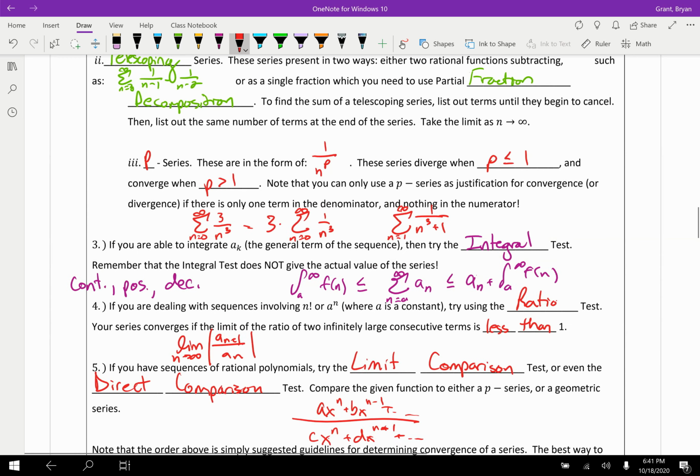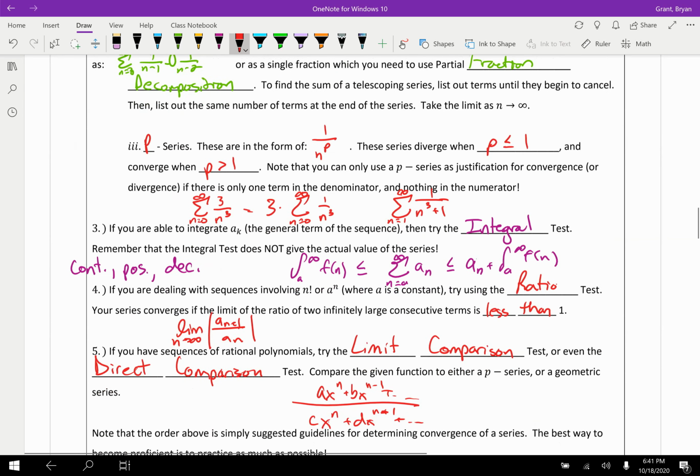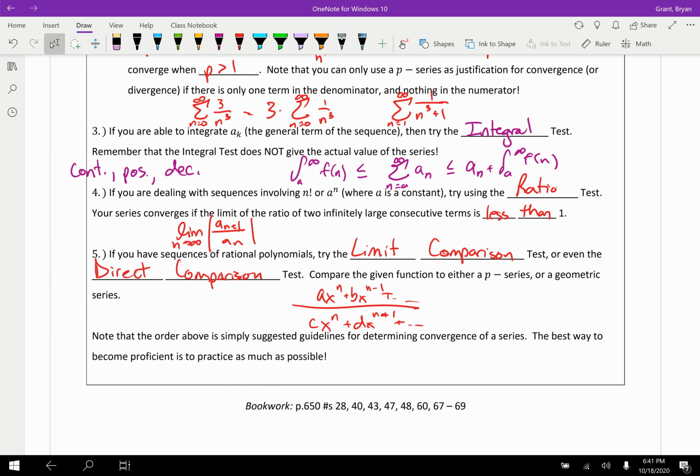Now, these are really just guidelines. You do not have to go in this order. You do not have to memorize this. You do need to be comfortable with all of these tests, though.